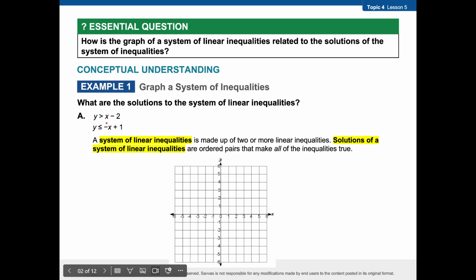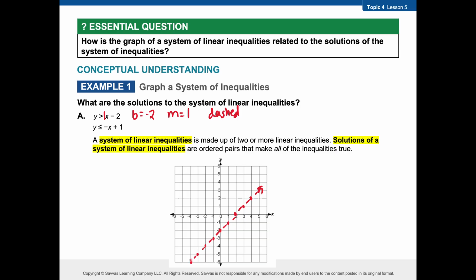y is greater than x minus 2. So the y-intercept is -2 and the slope is +1. Starting at -2 on our graph, go up 1 over 1, and you can either keep going or go backwards. Because it is a greater than, it's going to have a dashed line, and things that are greater than y are shaded above the line.